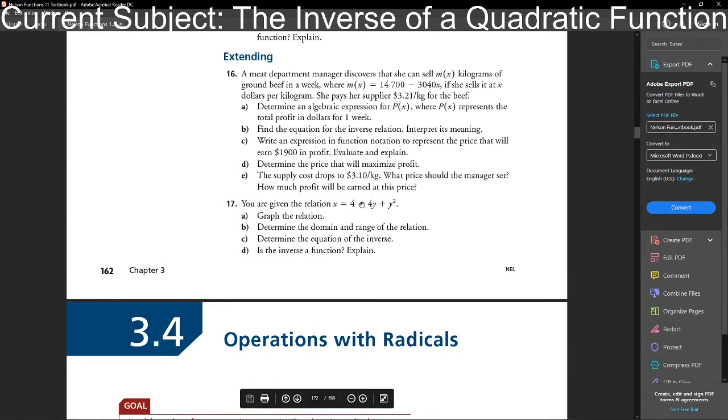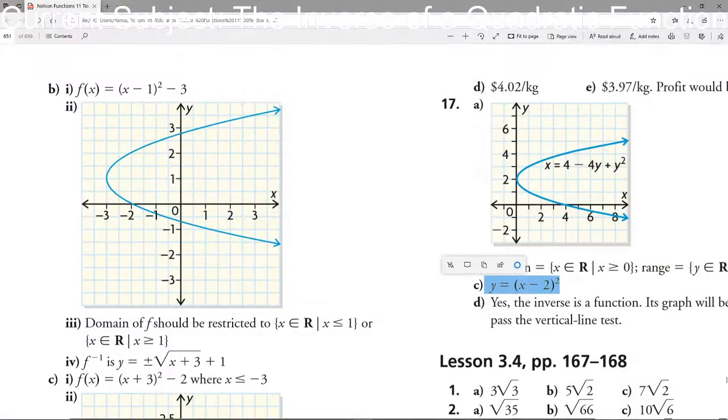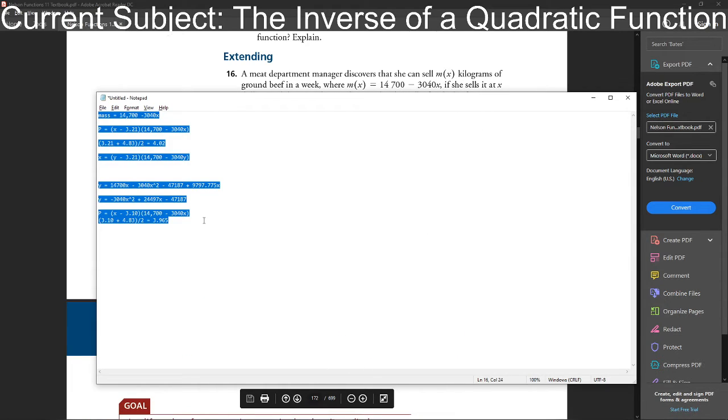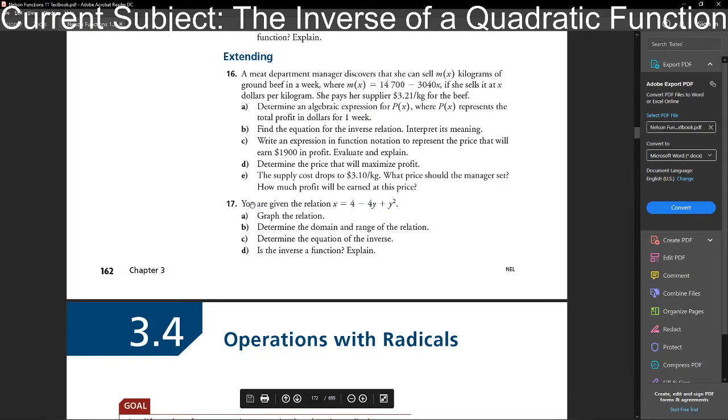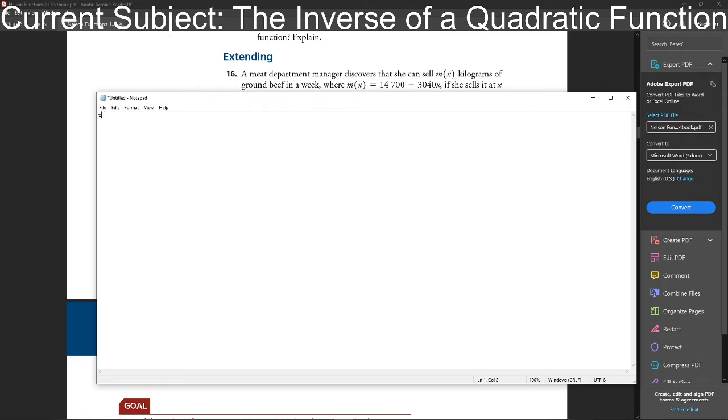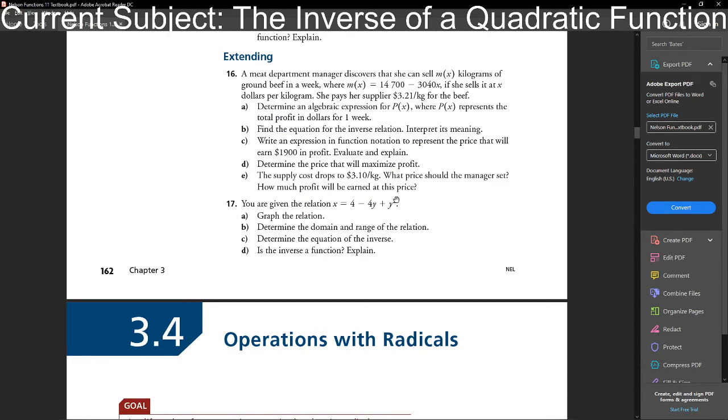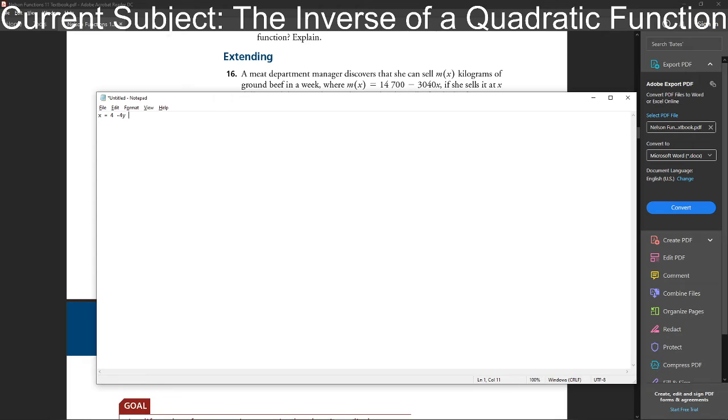So since this is technically already the inverse, we need to take that equation, and then we are gonna say x is equal to, what was it, 4 minus 4y plus y. And then the inverse is going to be y equals 4 minus 4y.